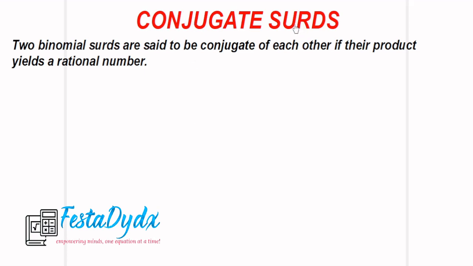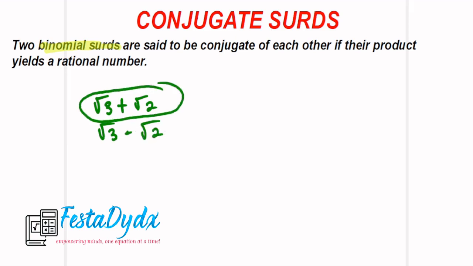Conjugate surd. So what are conjugate surd and what does the word conjugate mean? So we have two binomial surds. When we talk about two binomial surd, the word binomial means surd that has two values. More like, let's say we'll have root 3 and then we'll have root 2. So we have to join them with a sign, either the plus or minus. So this surd here is a binomial surd. This one is also a binomial surd because it has two values.